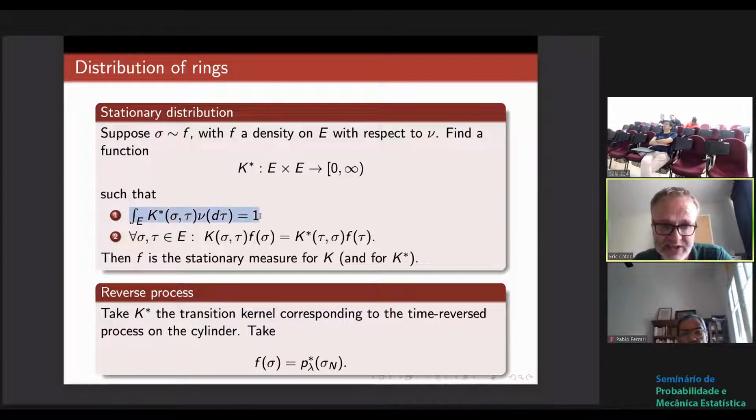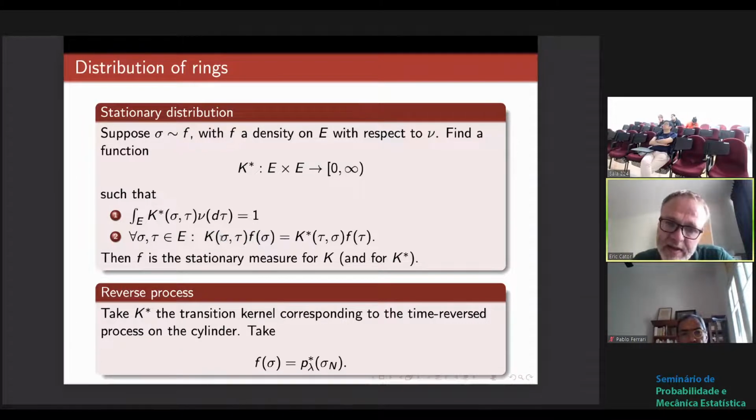So the first one is just saying it's a transition kernel, right? This K star is a transition kernel. And the second one is more complicated. This is like a detailed balance type of equation. So K sigma tau times F sigma should be equal to K star tau sigma times F tau. So this is like a detailed balance equation. And now you can see that if you integrate this over sigma, that's right.